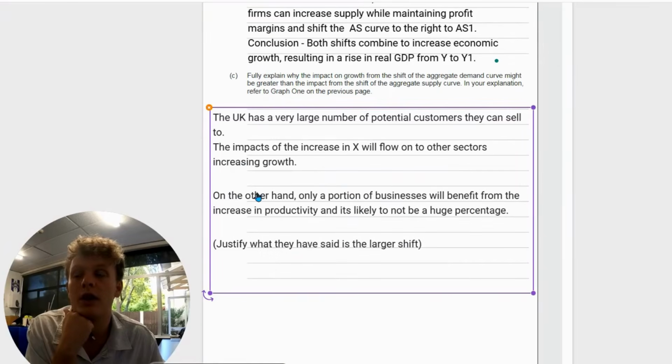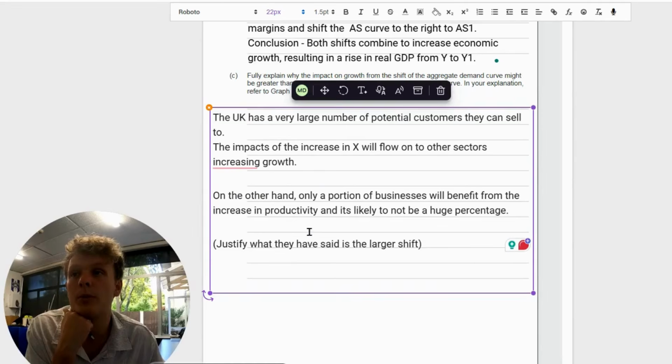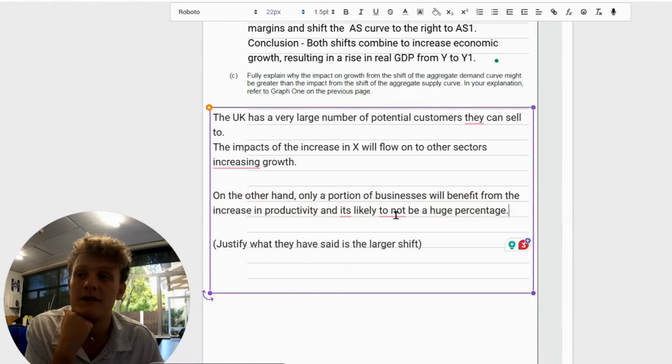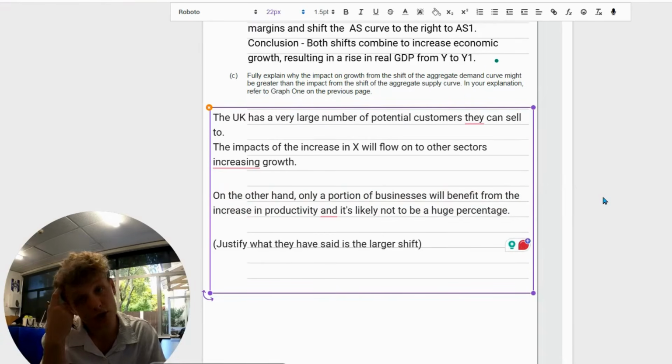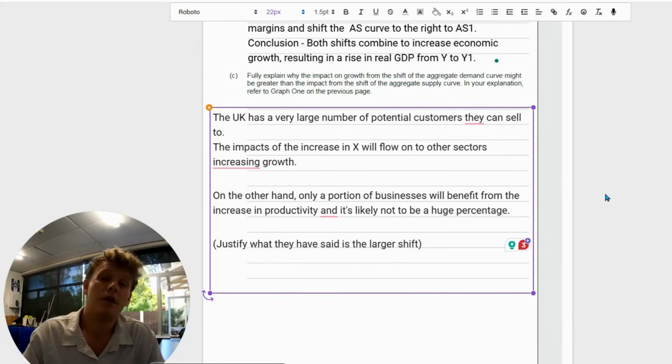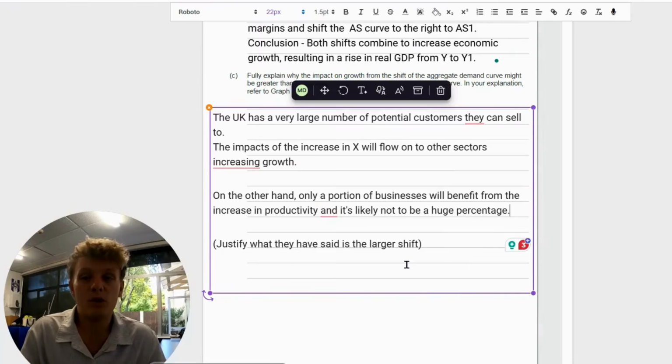And on the other hand, which is good, since we've got to compare those shifts, we want to say on the other hand, only a portion of businesses will benefit from the increase in productivity, and it's likely to not be a huge percentage. The UK doesn't have huge technology which is going to cause massive increases in productivity over many industries. That is more likely to be a bit smaller scale, and therefore it's a bit smaller.